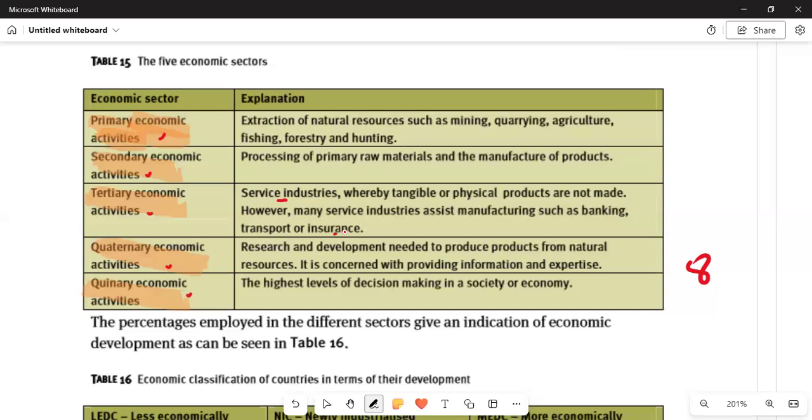And then when we are talking about the other one, let us also understand that we've got the quaternary economic activity. We are saying they deal with the research and the development needed to produce products from natural resources. It is concerned with providing information and expertise. So there must be experts that are there to do their job. And then let us understand we've got the quinary economic activities, which derives from the quaternary. So we are saying this is the highest level of decision making in terms of the society or in the economic nature, and they are a maximum of 10 marks.